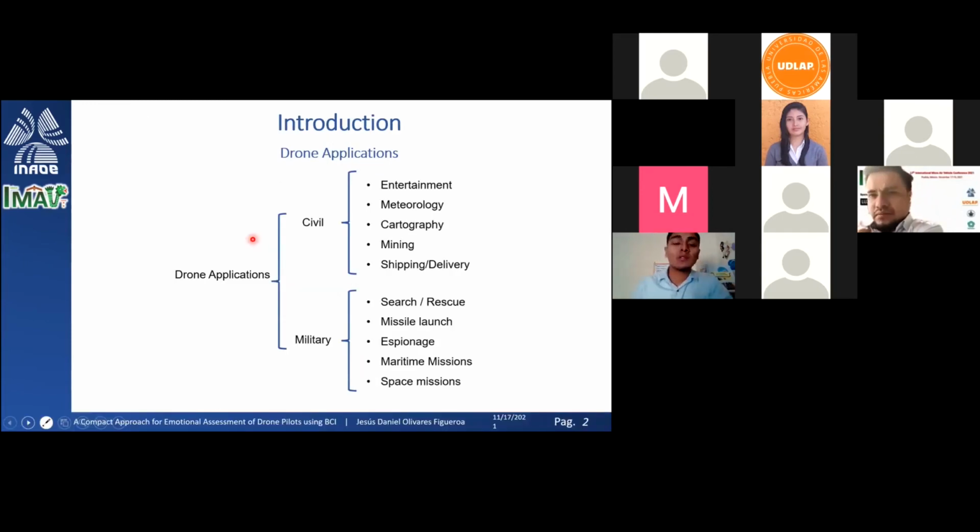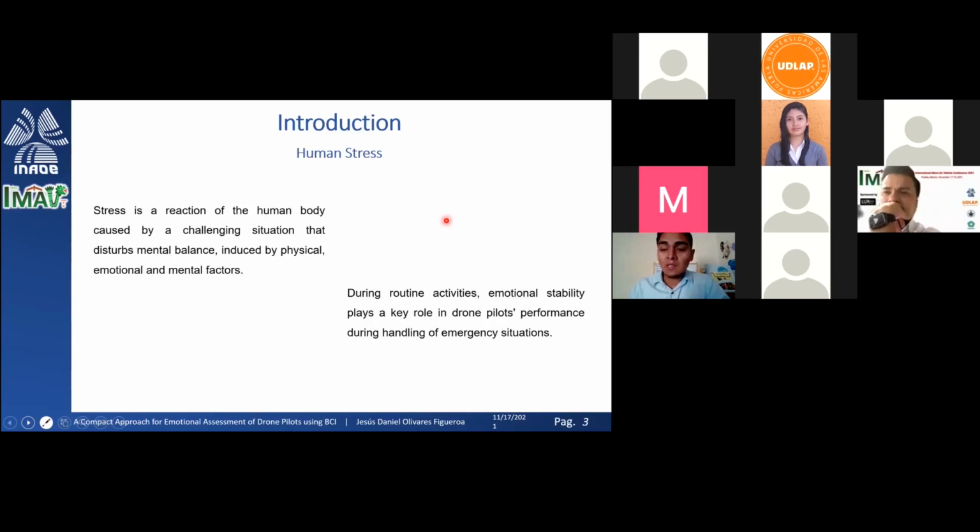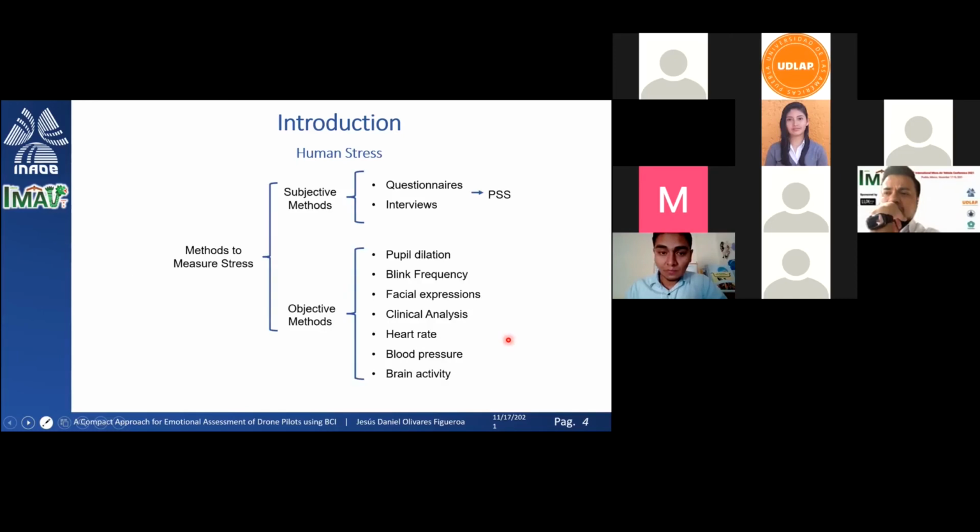As you know, recently drones for different applications such as civil and military service have increased. Some of these applications require the drone pilot to be focused. So emotional states such as stress affect the performance of drone pilots, especially when handling an emergency situation. There are different methods for measuring human stress. For example, subjective methods use questionnaires or interviews, while objective methods use physical measures. In this case, we will focus on brain activity.